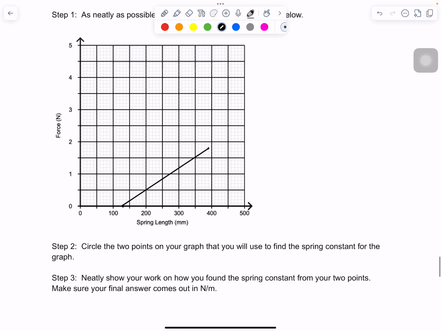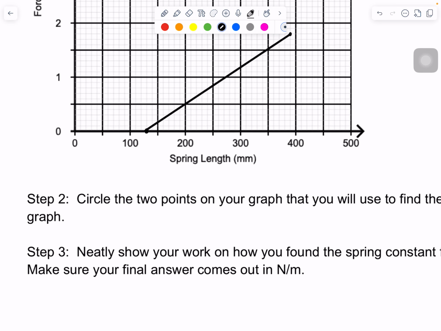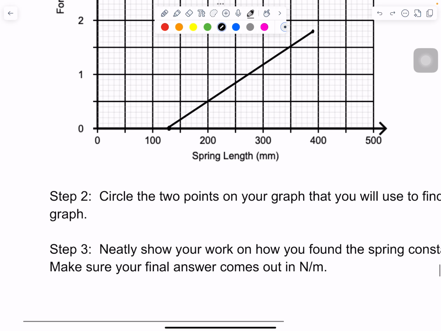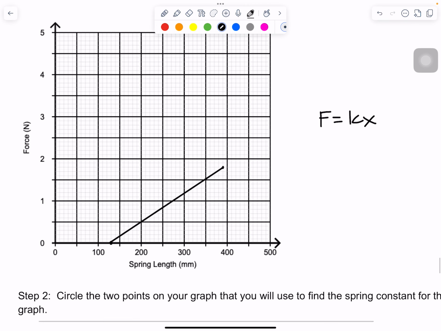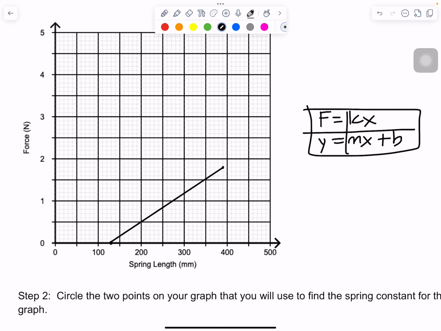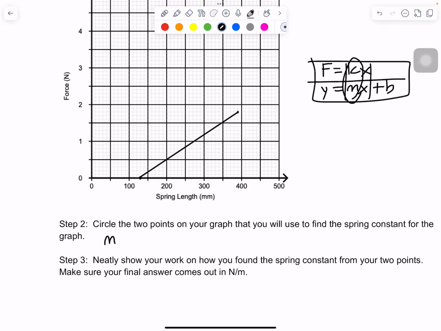Now I need to use that to find certain points. It says circle 2 points on the graph, and you're going to use those to find the spring constant. Here's basically how it works. If I use my spring force equation, spring force equals Kx, look what I plotted here. I plotted force on the y-axis, and spring length x on the x-axis. This is clearly a linear equation. That tells you that the slope of the line is your value for K. That's what we're going to find. We're going to find our slope.